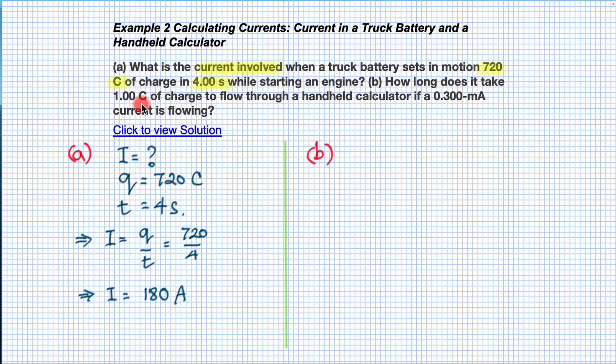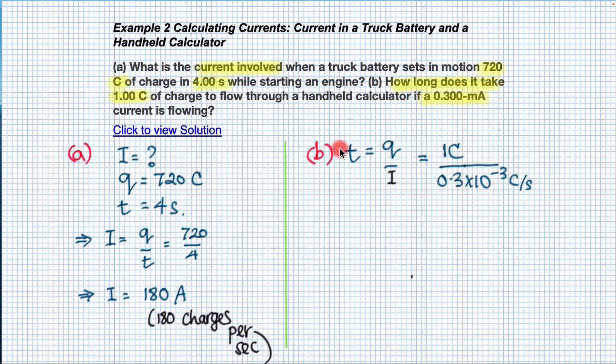Let's have a look at part B. How long does it take 1 coulomb of charge to flow through a handheld calculator if the current that is flowing is now 0.3 milliamps? Oh, by the way, this 180 amps actually means 180 charges are flowing per second. Okay, back to part B.